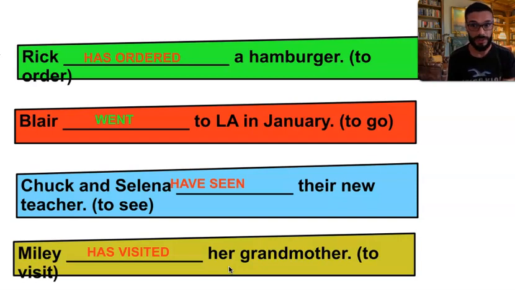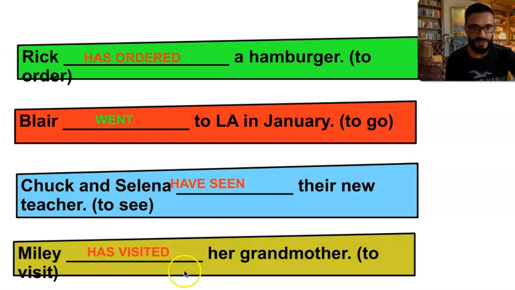Rick has ordered. Blair went to LA in January. Here in this sentence it's past simple, not present perfect. Why? Because we have a specific past time, in January, different from present perfect. The past time is not mentioned. And the past form of the verb go, went. Chuck and Selena have seen their new teacher. Present perfect tense. Form of the verb have plus participle of the verb see.